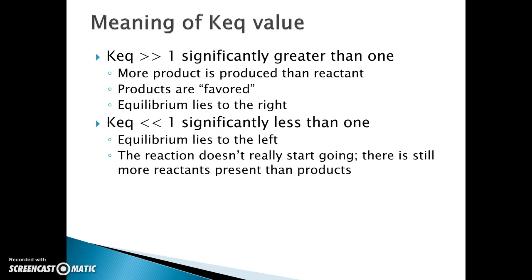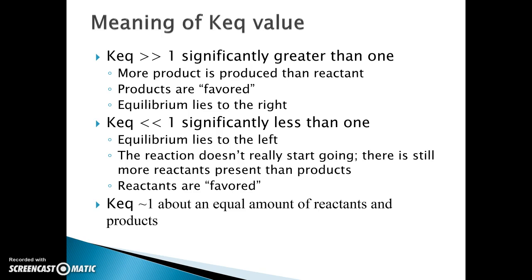The reaction doesn't really start going. So the reactants will stay present and they don't turn into products. So tiny equilibrium constants mean the reverse reaction is favored. If the equilibrium constant is exactly 1 or just about 1, it means you'll end up with equal amounts of reactants and products.